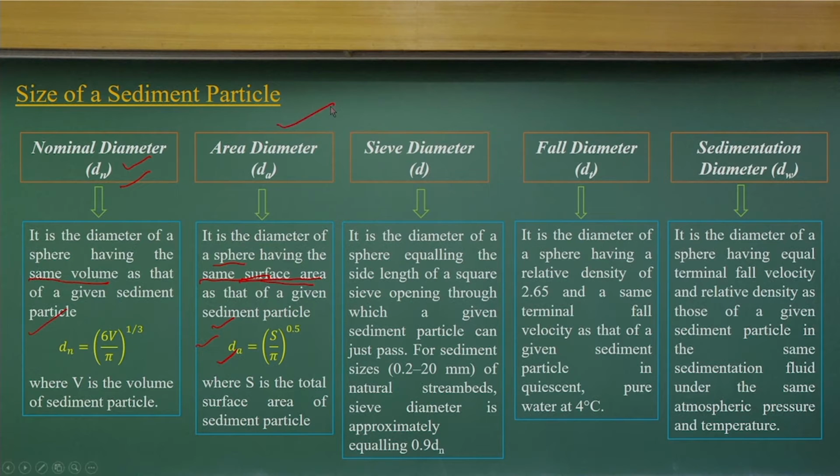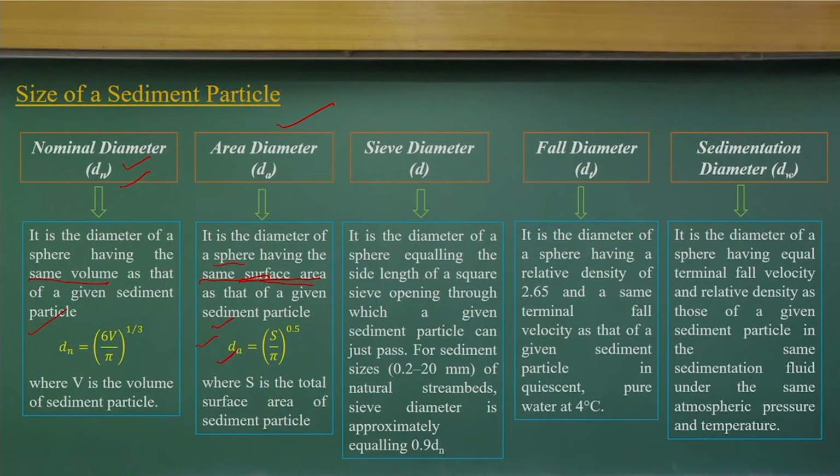Now, how do we quantify these diameters? It is not easy to take a simple sediment particle, go to a microscope and measure it. We cannot do that for every particle. What we generally do is sieve analysis. That means let us quantify in terms of sieve diameters. In a sieve, what do we have? We have a square opening. If a given sediment particle can pass through that, then we call that the sieve diameter.